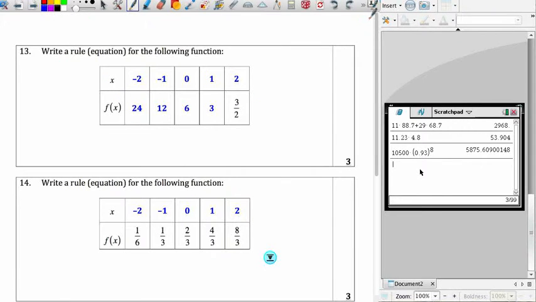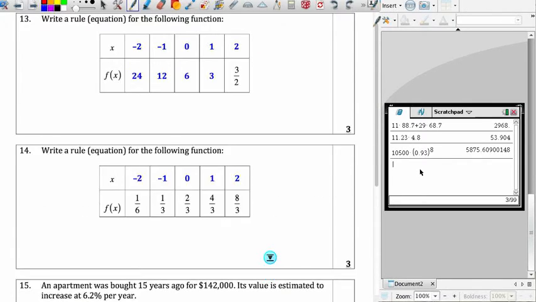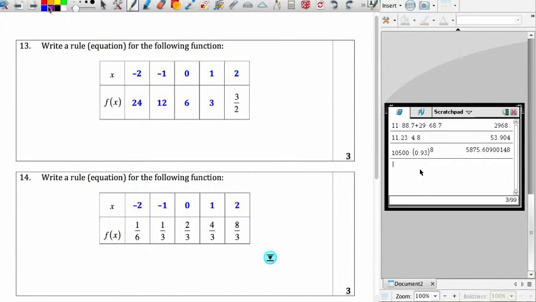Okay, so we're going to jump ahead to the next types of problems, and so what we have here are questions that ask for you to find an equation, so an equation in the form a times b to the power of x, and what you essentially need to do is, given these points, you need to figure out whether it's exponential growth or decay. We need to find the value of a, and we need to find the base.